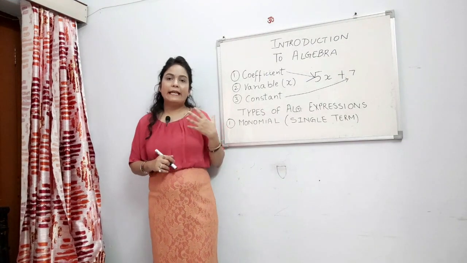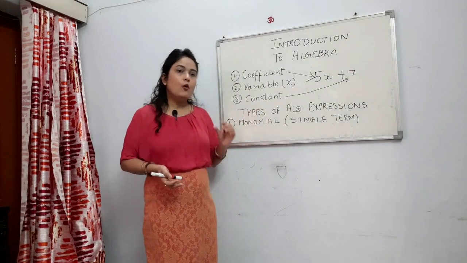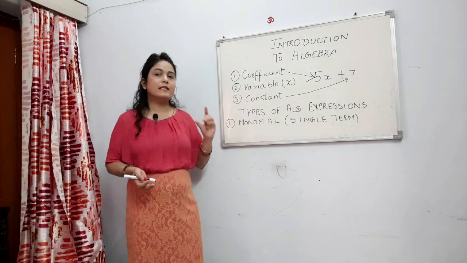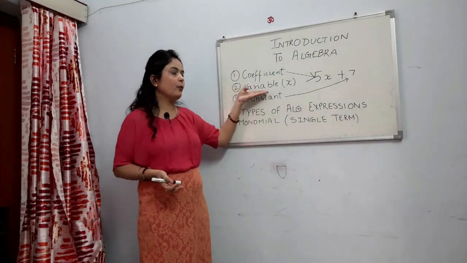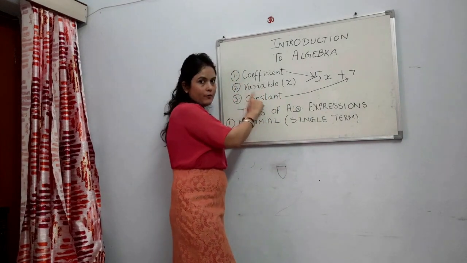What is a variable? Any algebraic term, a, b, c, x, y, z, whose value keeps on changing. ऐसा कोई भी वेरिएबल जिसकी वैल्यू बदलती रहती है, ऐसा कोई भी अल्फाबेट जिसकी वैल्यू बदलती रहती है, उसे वेरिएबल कहते हैं. So now we know a concept that x over here is a variable.